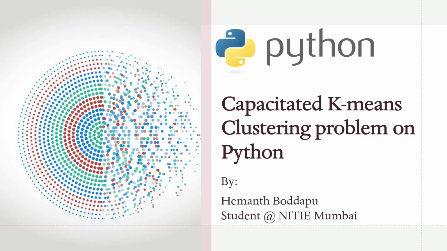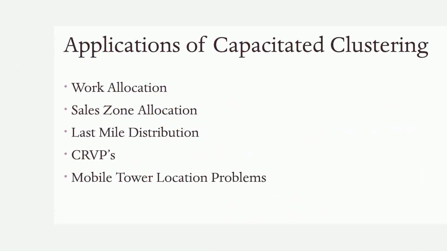Today I'm going to discuss how to do capacitated k-means clustering in Python. So before I get onto the algorithm or the coding, let's look at some of the applications of this capacitated clustering. Capacitated clustering means you cluster the data points such that each cluster's weight or the count in each cluster is the same, something like that.